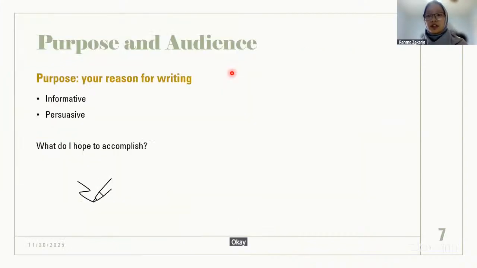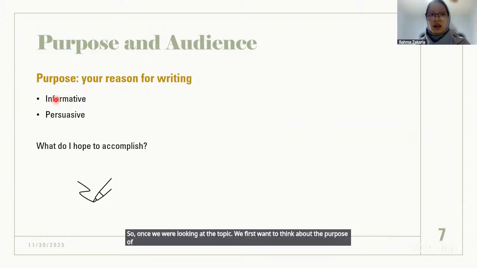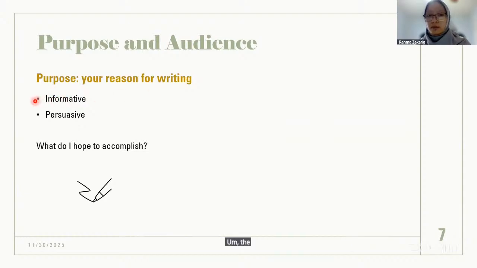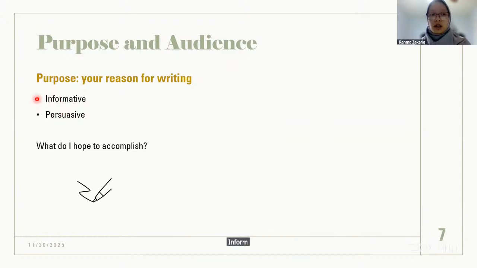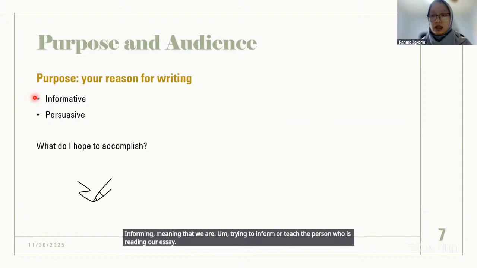Okay, so first let's think about purpose and audience. So once we were looking at the topic, we first want to think about the purpose of our writing. The two main ones that we might want to think about is either we're informing or persuading. Informing meaning that we are trying to inform or teach the person who is reading our essay about an idea.